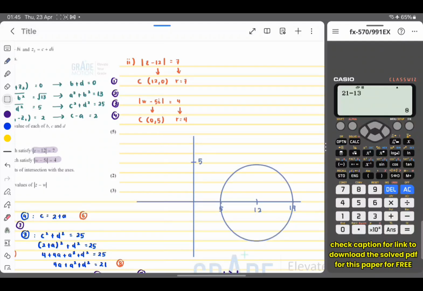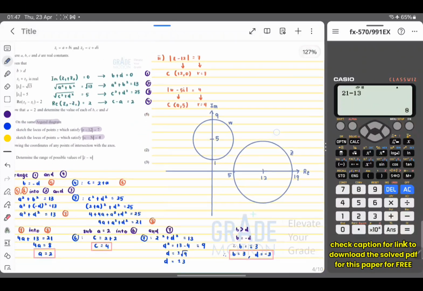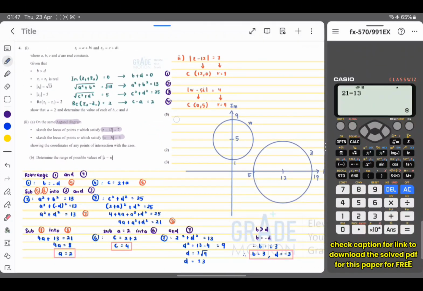Next, we have locus W. Locus W, 5 minus 4. This one would be 1, and here it will be 9. Okay, let's draw another circle. What I have to fix next is the labeling. I have to make sure I label my imaginary and real axes. Next, this one label as W. That's it. We have finished with part 2A.